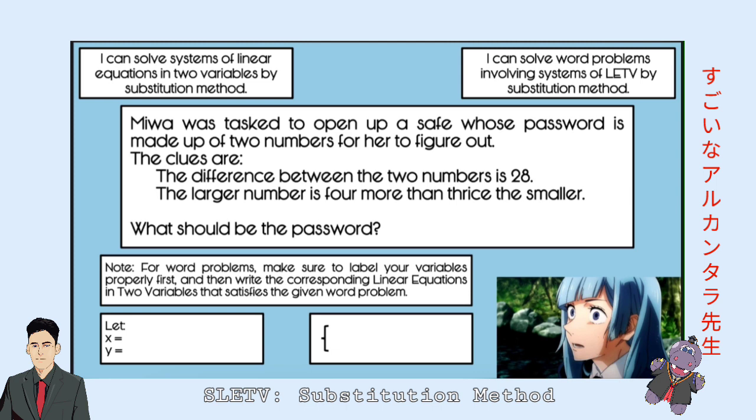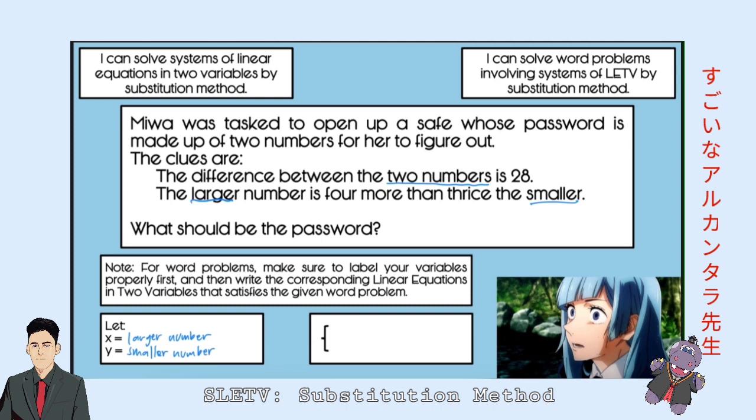Now, please take note when dealing with word problems, it is important for us to label our variables properly and then write the corresponding linear equations in two variables that satisfy the given problem. So in here, we're talking about two numbers, right? So what I will do is emphasize which one would be x and which one should be y. Since there is a larger and a smaller number, let's say that x is the larger number. Forgive my lovely handwriting. And then let's make y as our smaller number.